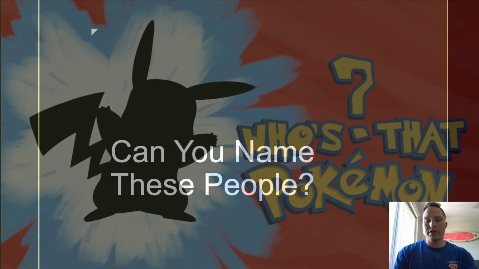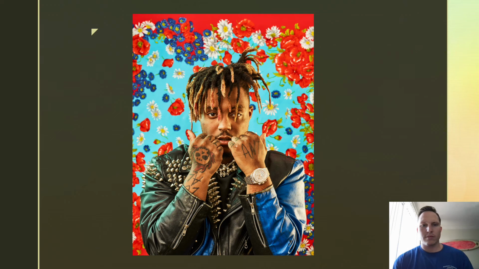Now I'm going to show you the next couple of slides, some famous people who unfortunately died of drug overdose with opioids. Hopefully you know who these are, and if not, I'm going to go through them. This is Juice WRLD. He's a rapper. You probably know him for his famous song Lucid Dreams, but he unfortunately passed away. He overdosed on Percocet pills in 2019, and he was only 21 years old.